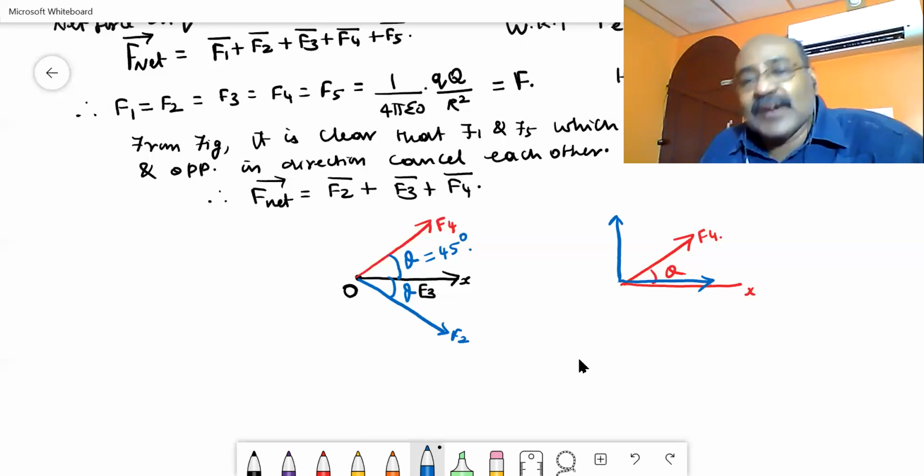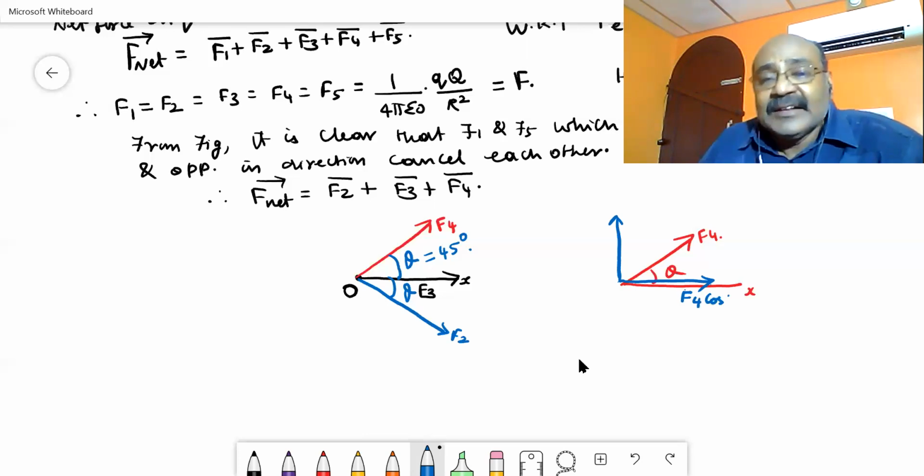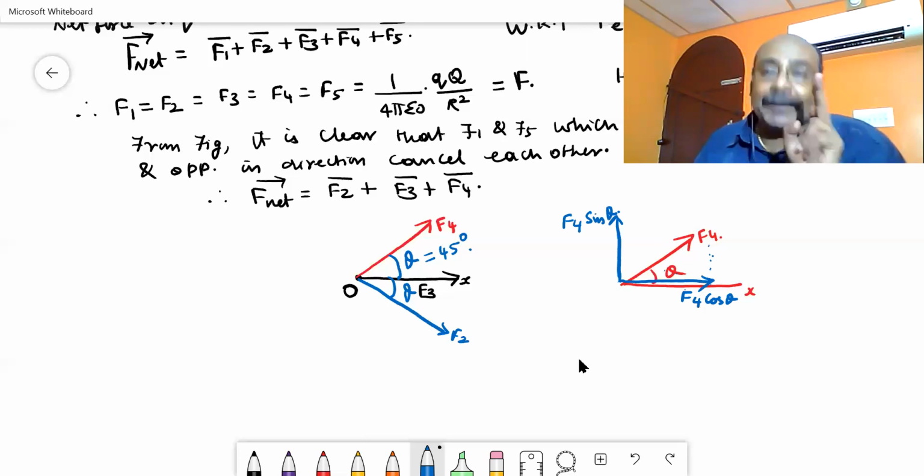What is this horizontal component and what is the vertical component? See, the horizontal component is the adjacent side of theta. So I am writing it as F4 cos theta. This vertical component, instead of drawing here, I can draw it here, opposite to theta. So I can write this as F4 sin theta. So F4 can be resolved into two perpendicular components: F4 cos theta along the horizontal and F4 sin theta along the vertical.